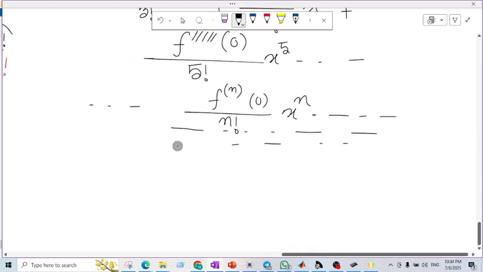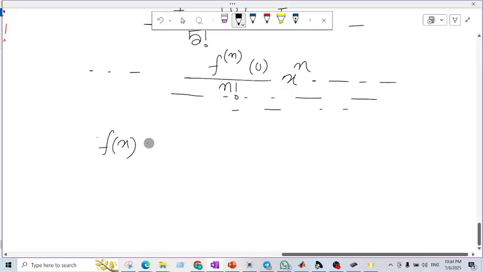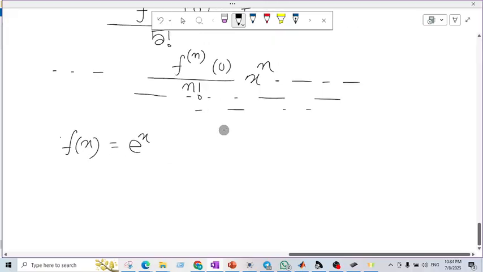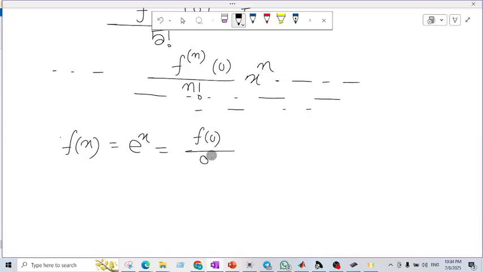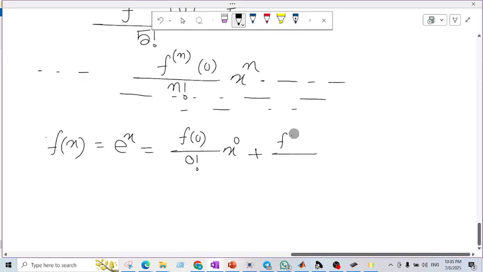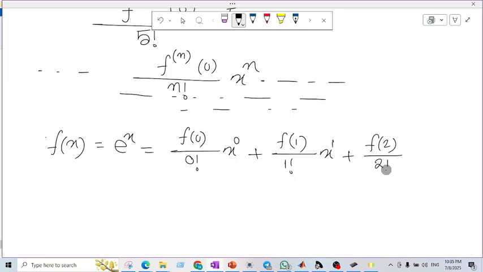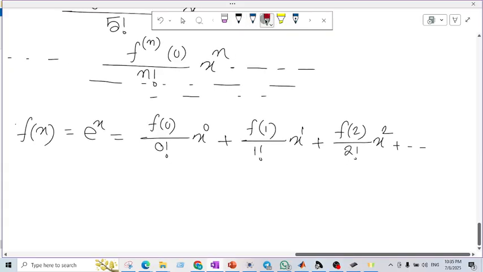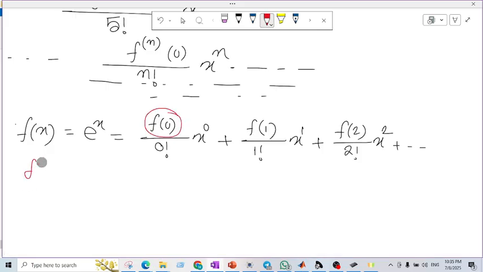Let's say we want to find, let's say f of x is equal to e to the power x. You can write this like f of 0 by 0 factorial into x to the power 0, and then you can write f prime of 0 by 1 factorial x to the power 1, then f double prime of 0 by 2 factorial x to the power 2, and dot dot dot. Okay, so let's see. We have to now find f of 0. So what is f of 0? It's simple, e to the power 0 is equal to 1, right? Now we have to find this.